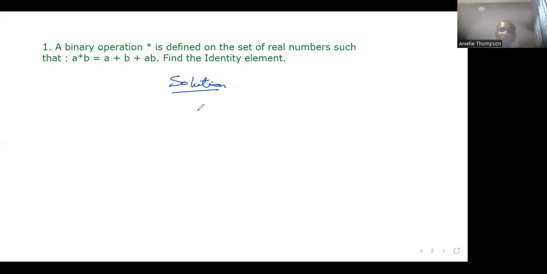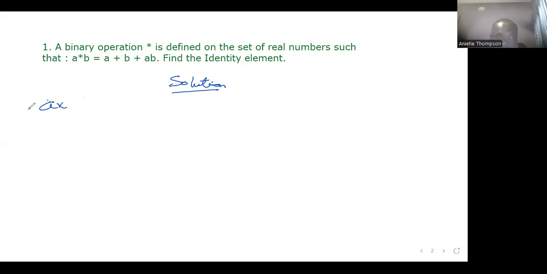A binary operation asterisk is defined on the set of real numbers such that for two elements, A asterisk B is equal to A plus B plus AB. We are asked to find an identity element. So what is one of the rules of finding identity elements? Remember, one of them is that an element times its inverse will give you the identity element. Will that help us to solve this problem?